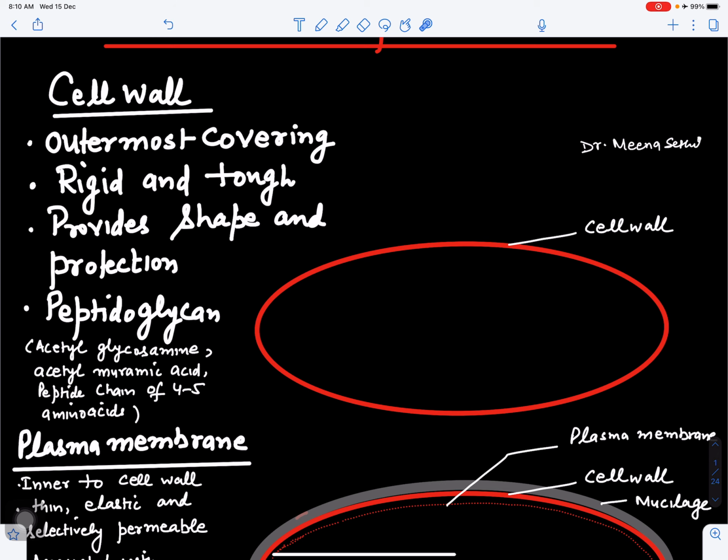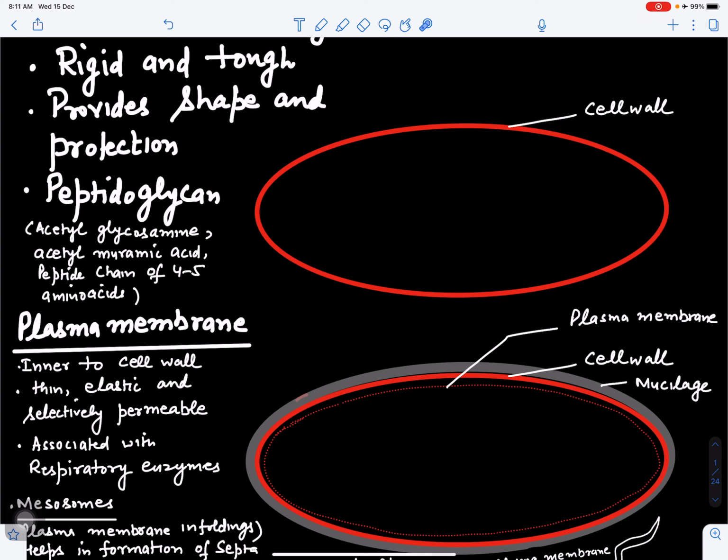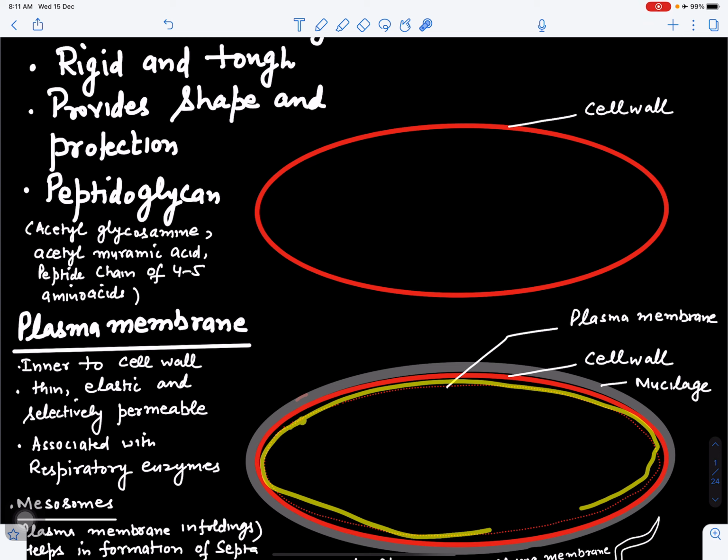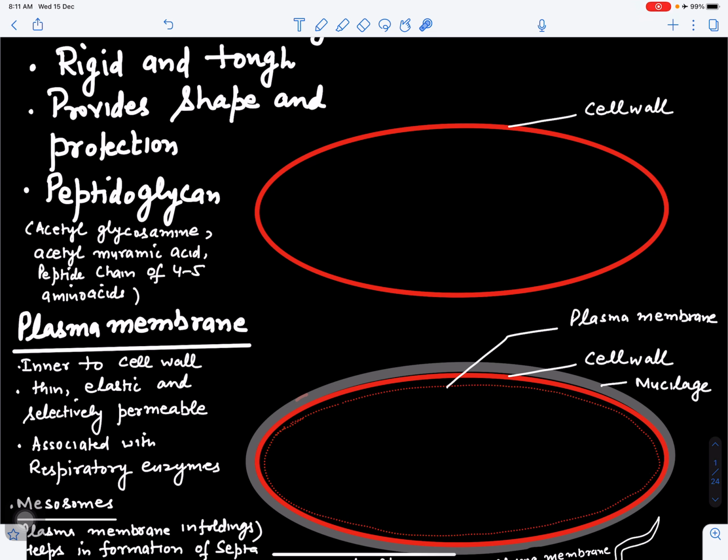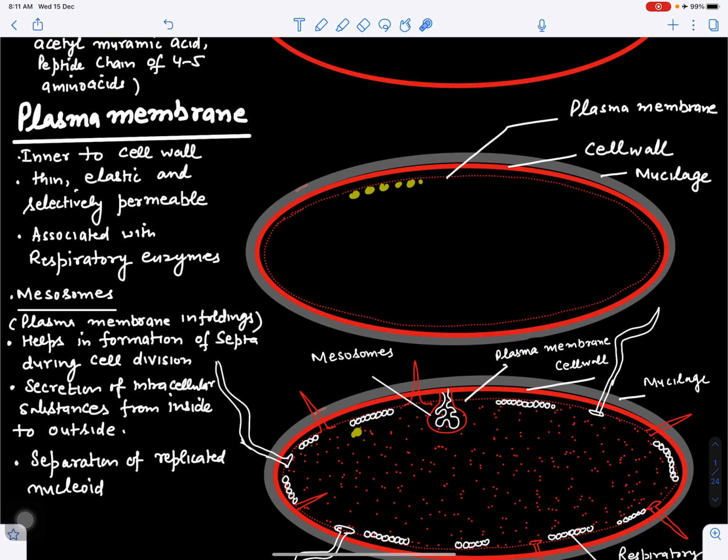Now, we have made the cell wall first, then we can make the plasma membrane internally. This is the plasma membrane, which is present internal to the cell wall. This plasma membrane is thin walled, elastic, and selectively permeable. I mean, it will allow certain things to come inside or outside. It is also associated with respiratory enzymes. Here we can see these are the respiratory enzymes, and they help in respiration.